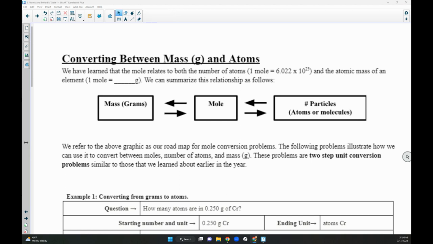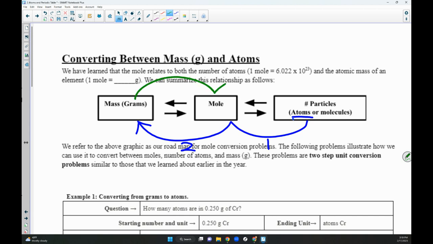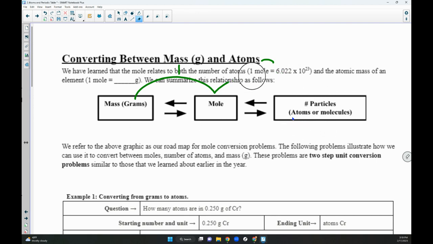So as I was saying, in front of me here is the roadmap, and we can do one-step problems or we can do two. A two-step problem is when you start with atoms, for instance, and in 1-2 steps, you convert to mass, or you could start with mass in grams, and in 1-2 steps, you can convert to atoms. All right? So I'm going to show you how we do that here, beginning with example 1.